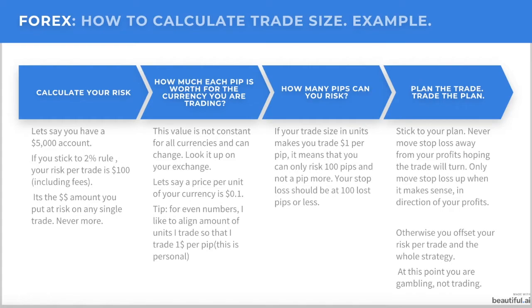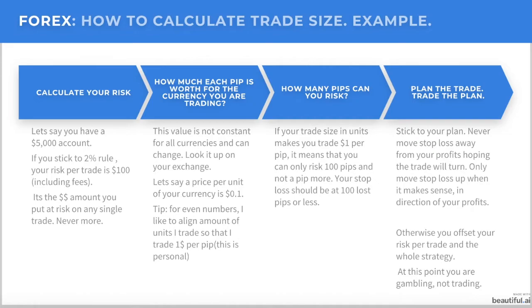This value is not constant for all currencies and can change. You have to look it up on your broker. Let's say that the price per unit of your currency is 10 cents. For an even number, I like to align the amount of units I trade so that I trade around $1 per pip, and I'll show you a video how to do it later.